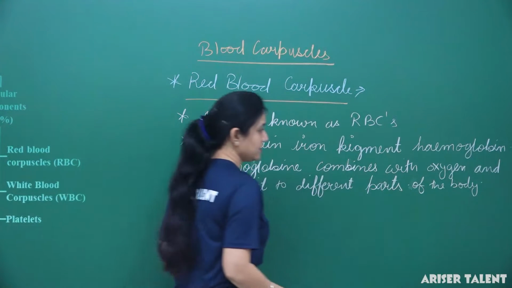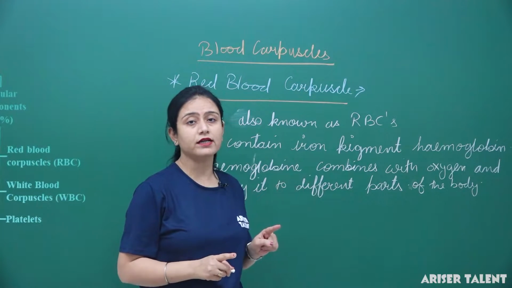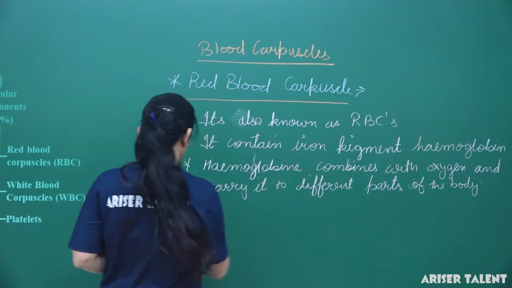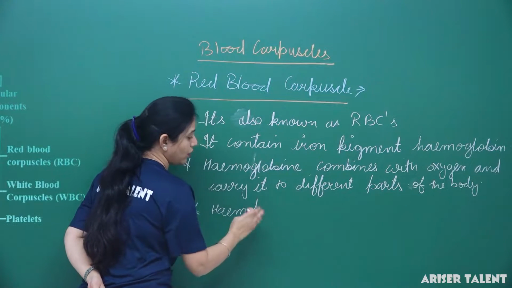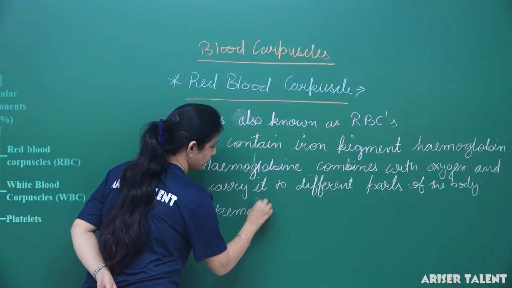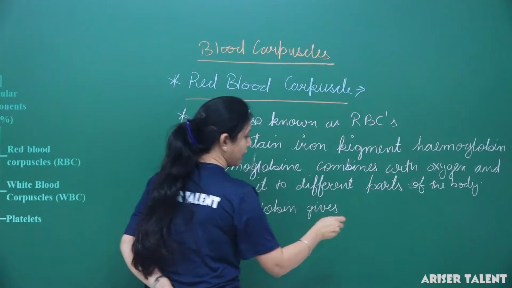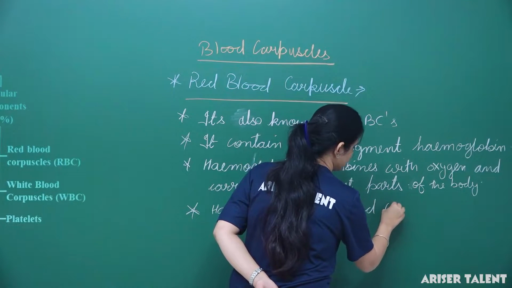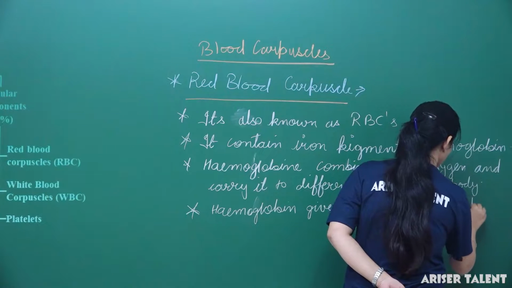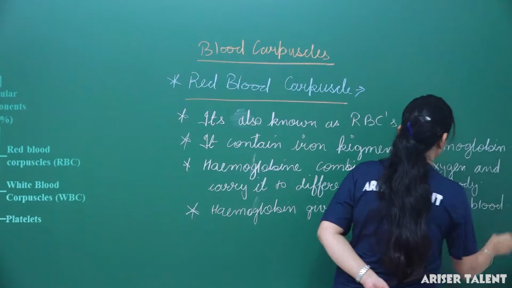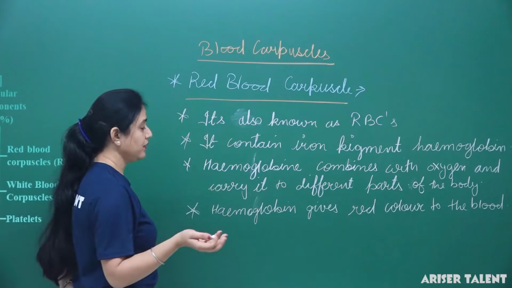Thus we can say that hemoglobin, which is rich in iron, is responsible for the red color of the blood. Hemoglobin is a red color pigment, and it gives red color to the blood. Generally, 5 million RBCs are present per cubic millimeter of blood.